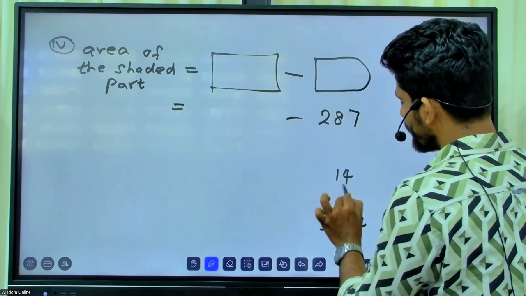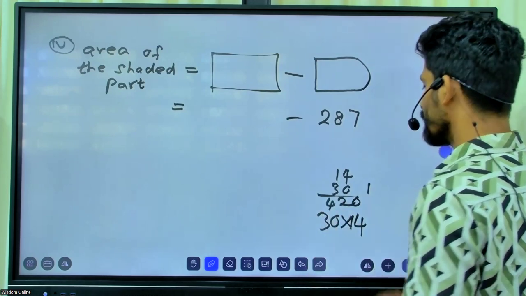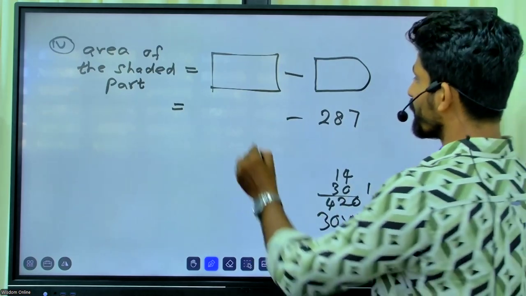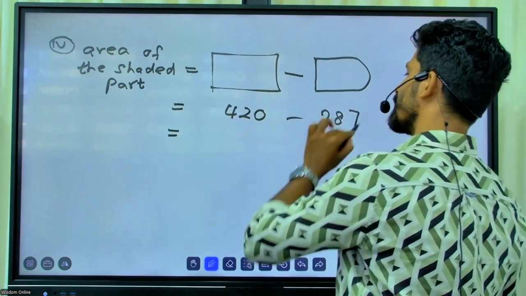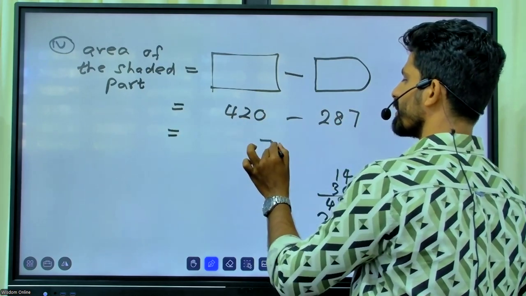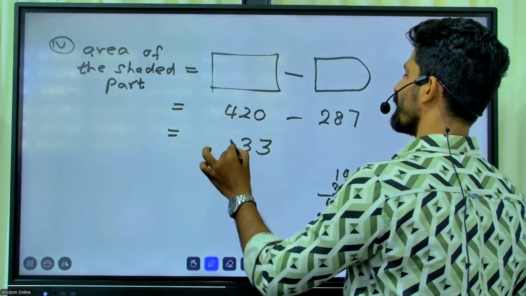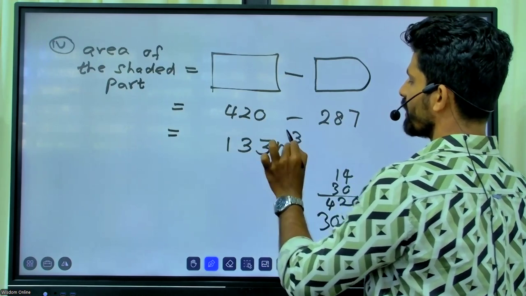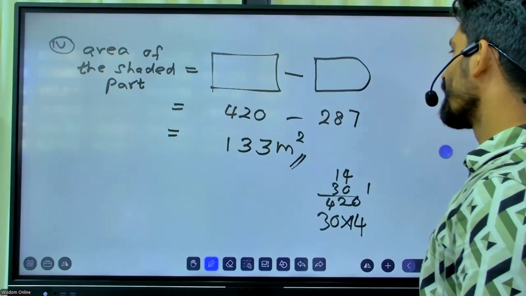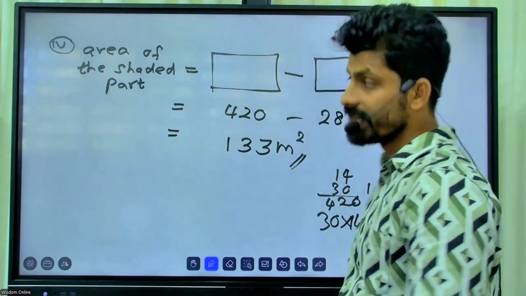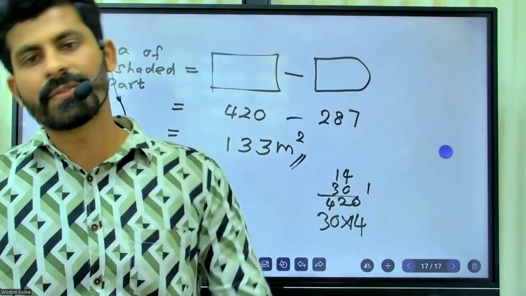14 multiplied by 30. Remaining 1, 4. 420. Then 420 minus 287. 10 minus 7, 3. 11 minus 8, 3. 3 minus 2, 1. 133 square meters. 133 square meters is the area of the shaded region.